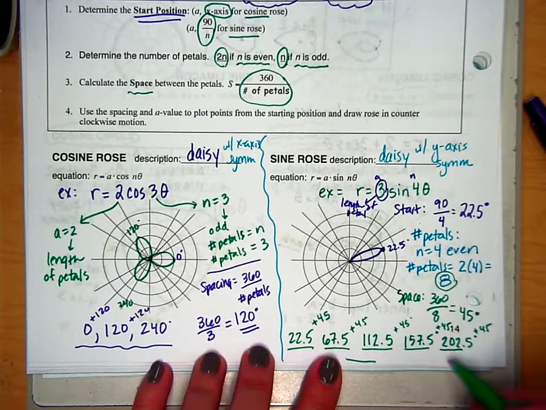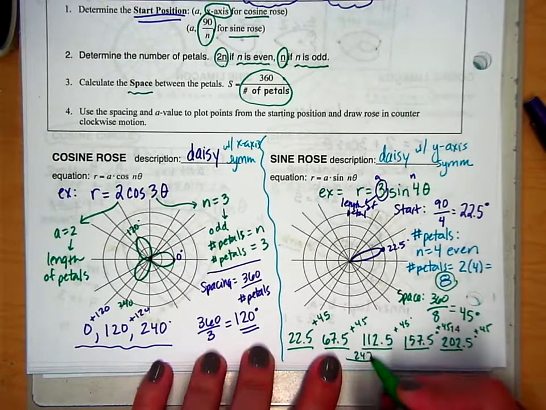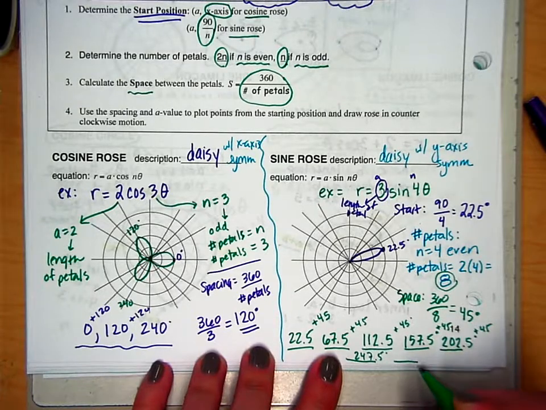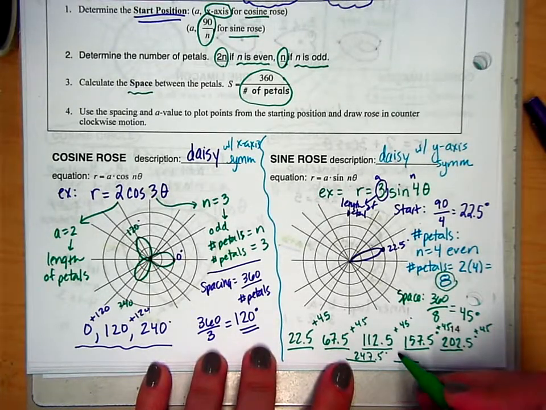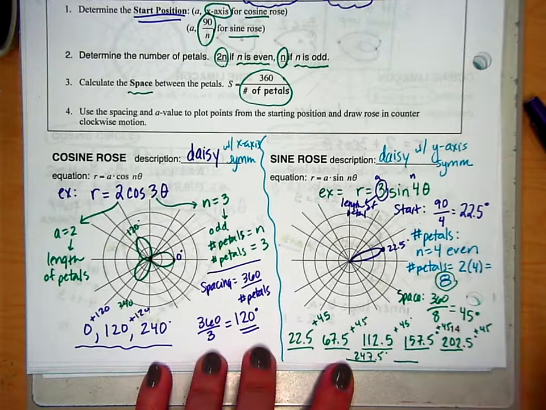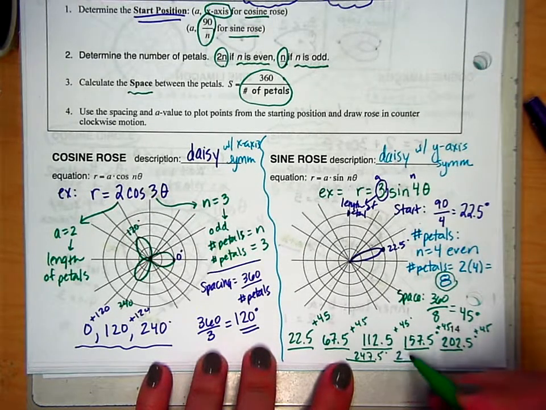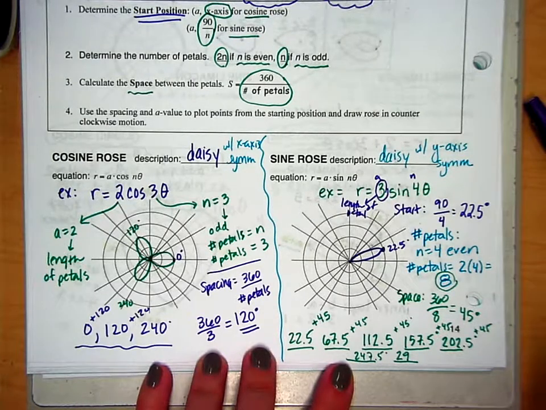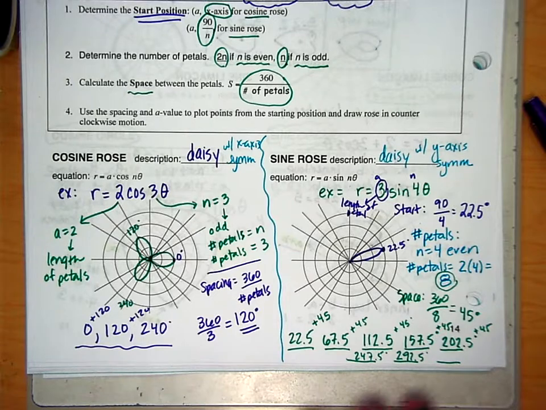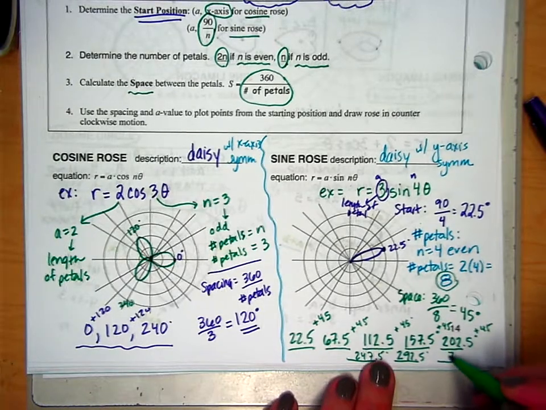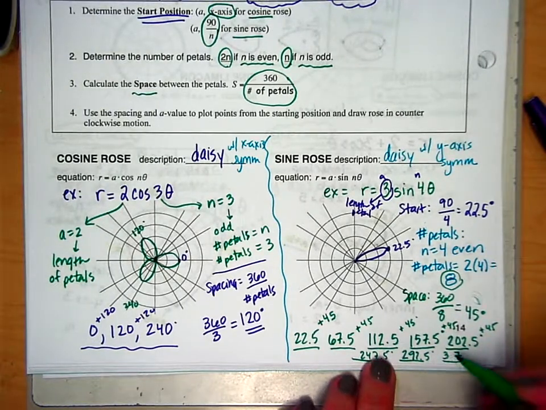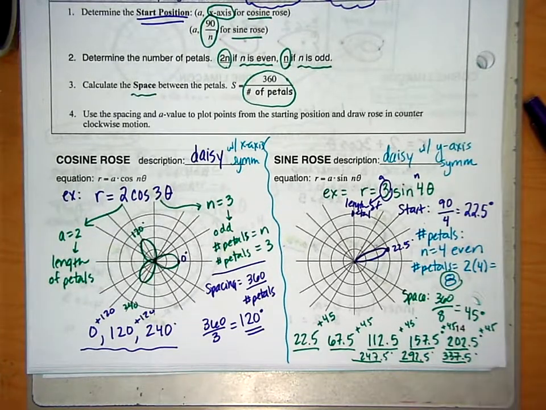So 247.5. And then another 45 would be at what? 292.5? Is that right? Oh, I got to do one more. Plus another 45. 337.5. I think that's right. Again, you could just add 45 and add 45. You guys can all do that.